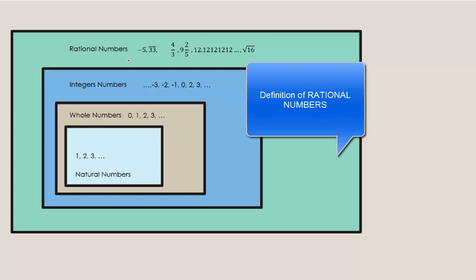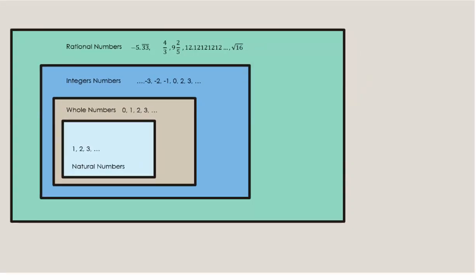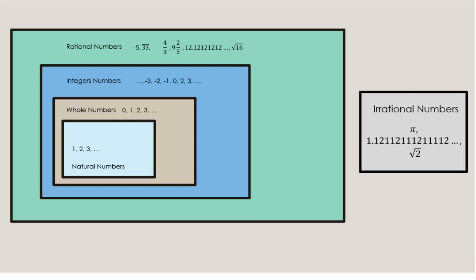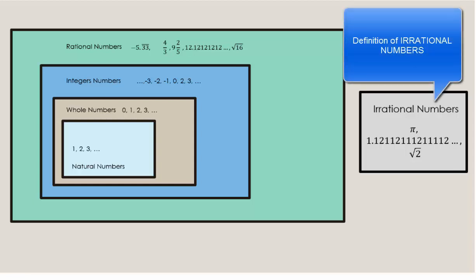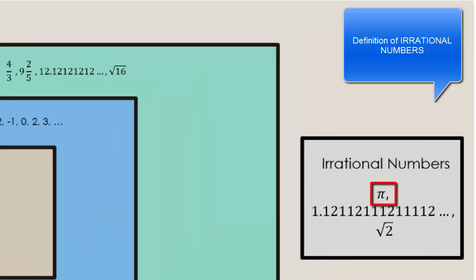So if there are rational numbers, then that must mean there are also irrational numbers. An irrational number is any number that never repeats and never terminates, so it can't be expressed as a fraction, and therefore it's irrational. Pi is probably the most famous irrational number, and it goes forever and ever. When you think of pi, you probably think 3.14, but it goes and goes, and it never stops.